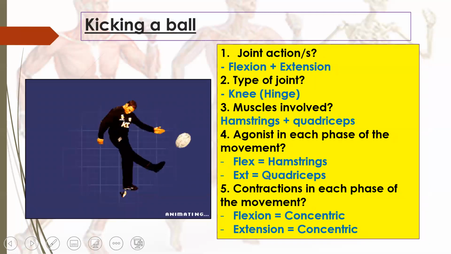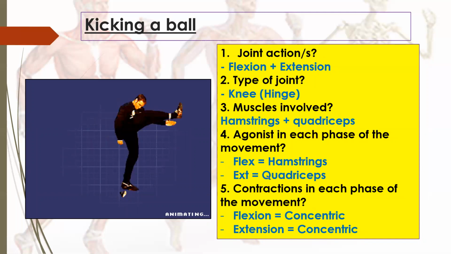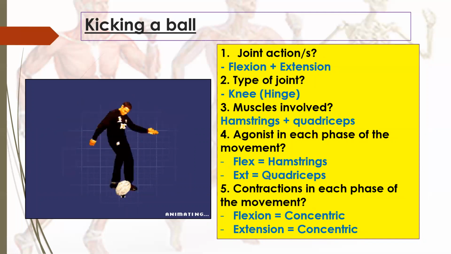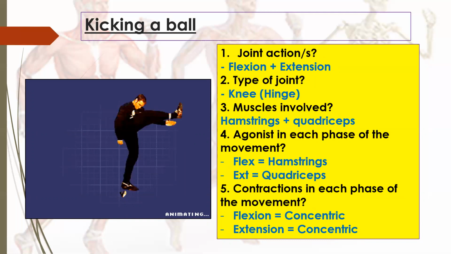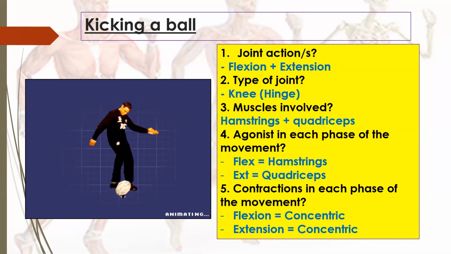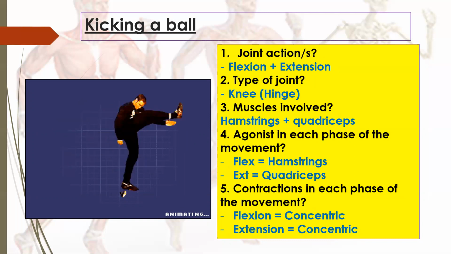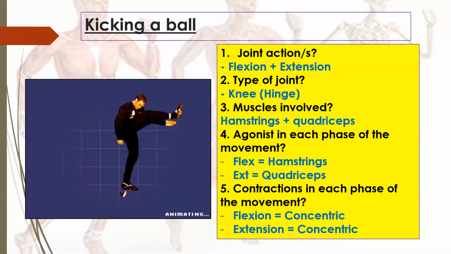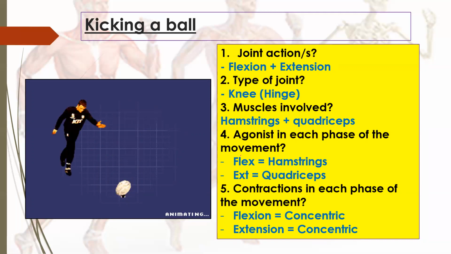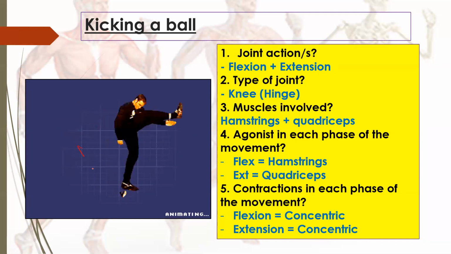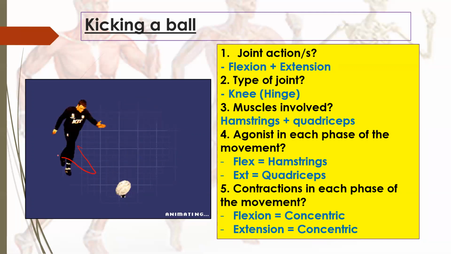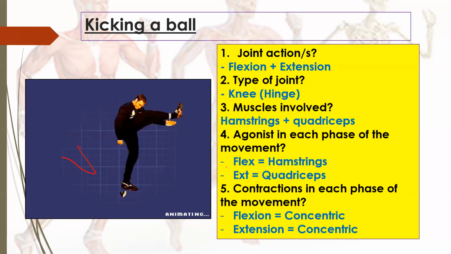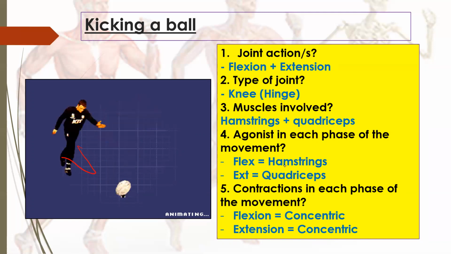Kicking a football or a rugby ball in this case, joint action, flexion and extension. Type of joint, the knee, which is the hinge joint. Muscles involved, this time we're looking at the hamstrings and quadriceps. Agonist in each phase of the movement. So the hamstrings, during that flexion phase where they're bending the leg backwards like that, that's flexion at the knee. Hamstrings are responsible for that.